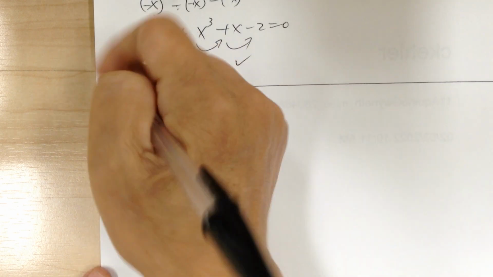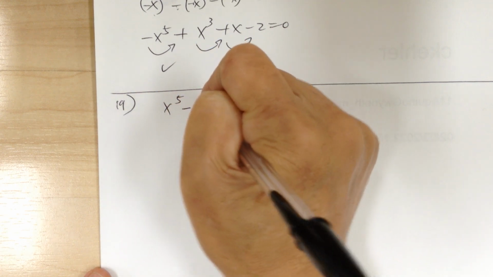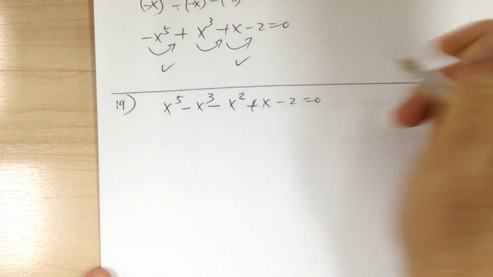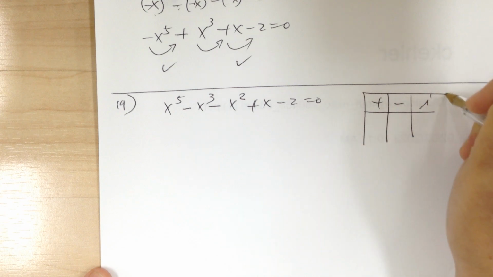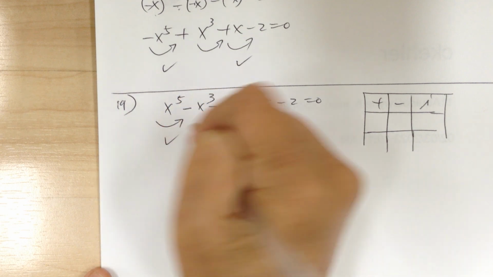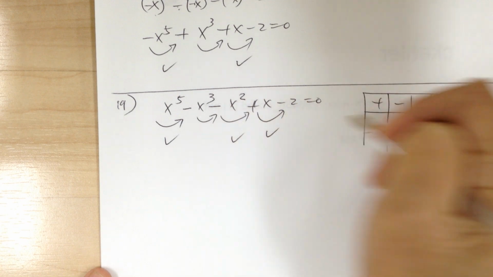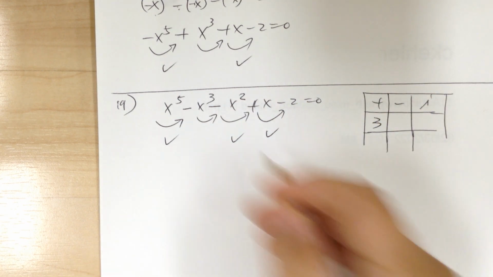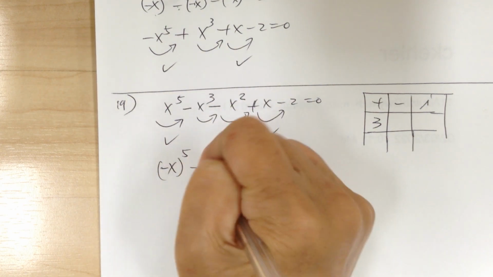Okay, let's go to number 19. You've got x to the 5 minus x to the 3 minus x to the 2 plus x minus 2 equal to 0. So this one changed, that's good. This one does not. This one changed, so that's good. This one changed, so that's good. So you can get a maximum of 3 positive answers. Now let's switch to the negative powers. Make x into negative x.